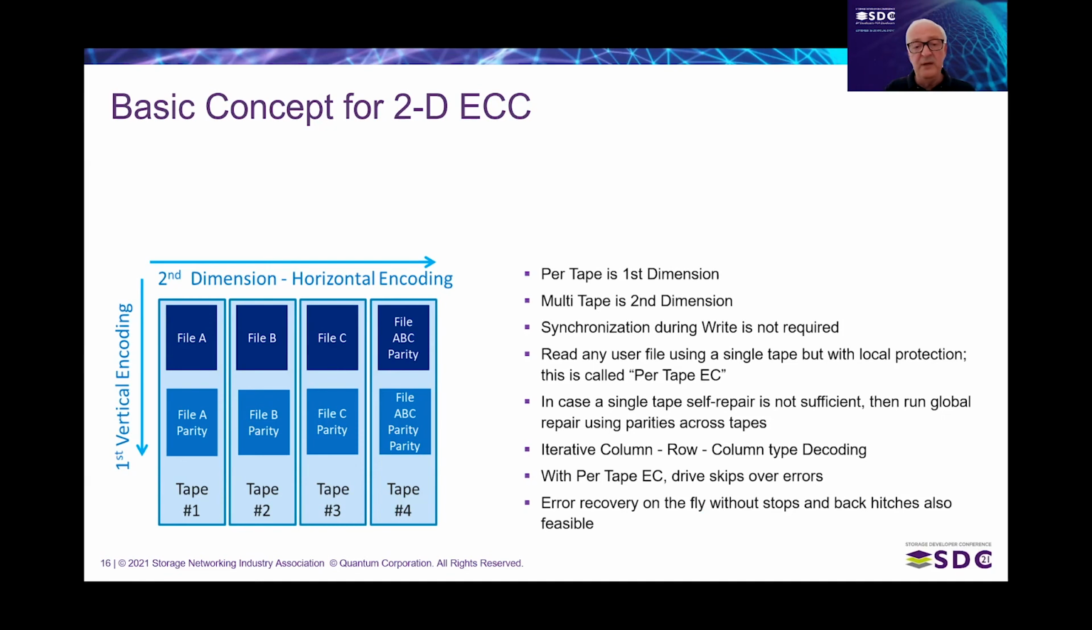So if you want to read any file, you just go get that tape. If you have a failure with that tape, you don't go get the other tapes. You just use that local parity to recover the file, unless you have totally damaged or lost the tape. Then you go to the second dimension, the other tapes, to recover it.